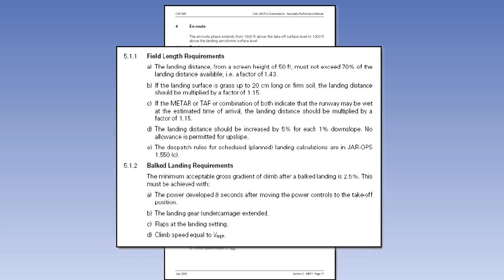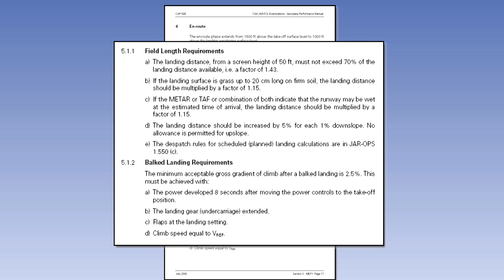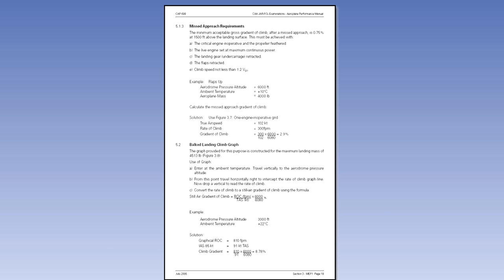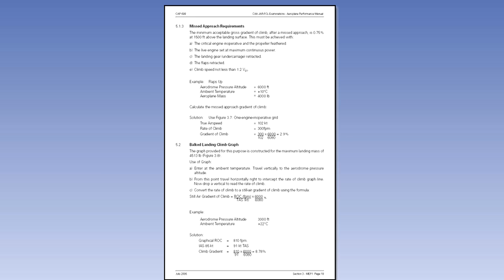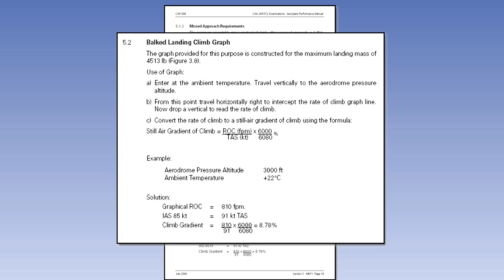Before this lesson ends, let us briefly look at the pages in CAP 698 regarding the multi-engine Class B aeroplane for landing. Page 17 and 18 of Section 3 detail the landing distance requirements and climb gradient requirements that we mentioned already. Near the top of page 18 is an example of how to calculate the one-engine out gradient using figure 3.7. The bottom half of page 18 is another example of how to calculate the climb gradient, but this time using all engines operating, and it refers to figure 3.8.